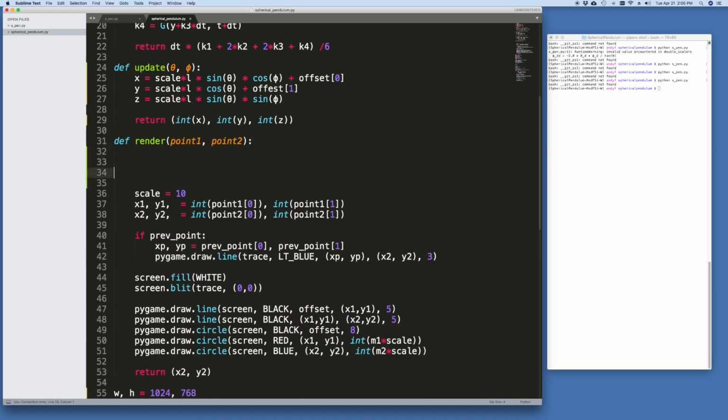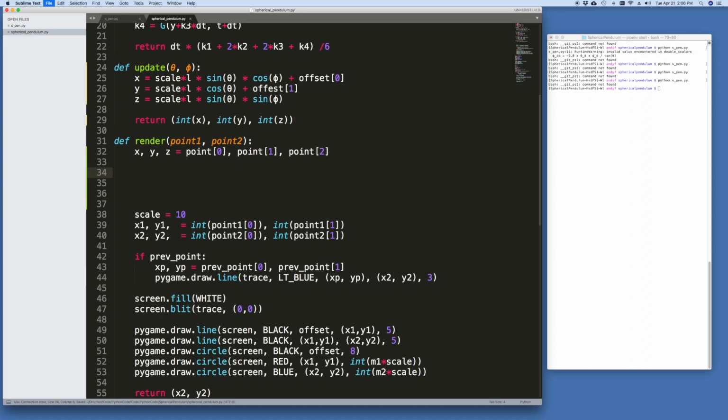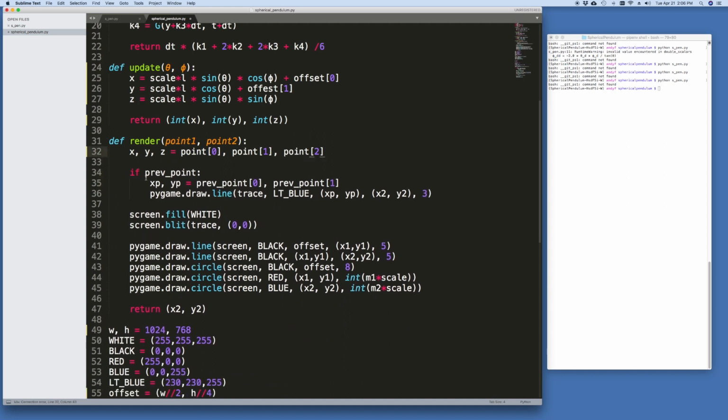Let's make some space here. So the first thing I want to do is to say that x, y, and z are points 0, 0.1, and 0.2. That's not point, that's point. All right, so I've just picked off x, y, and z. And then this can go away. I'm going to say if previous points. So this is where we did the trace. Let's not deal with that initially, the trace. And then when I merge the trace with the screen, let's just comment that out initially.